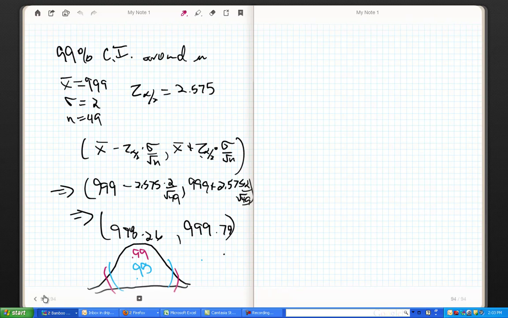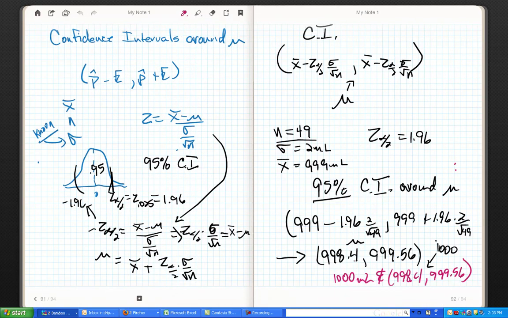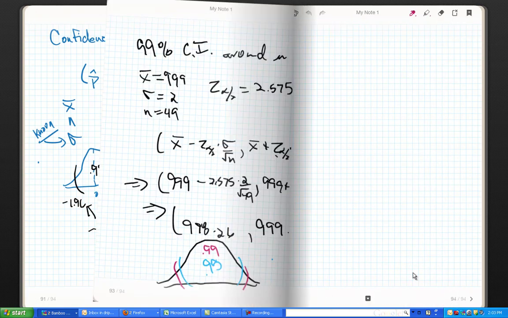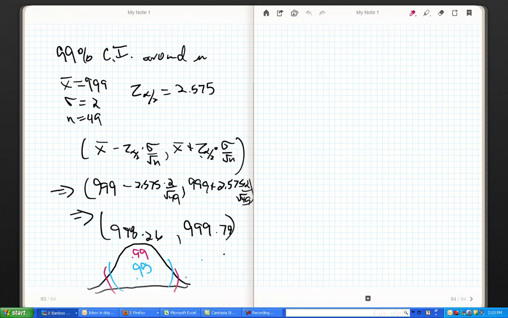So let's see if it is. 998.26. Over here it was 998.4. It was also 999.56 over here, and over here it's 999.79. So we actually did get this stretching effect because we wanted to be really, really confident. And look at what happened. Notice that our mu, which is the claim by the Pepsi company, which again I made up, I want to indemnify myself against any liability from the Pepsi company. Made up, Pepsi, don't sue me or have me killed. The claim by them is that it's a 1 liter bottle, or 1,000 milliliters. And guess what? It isn't in that interval.